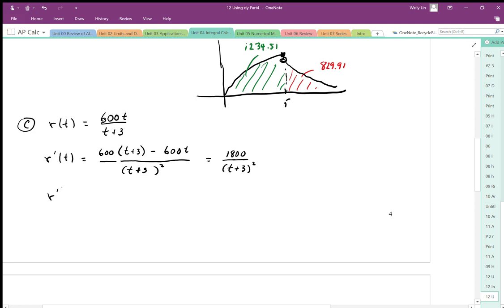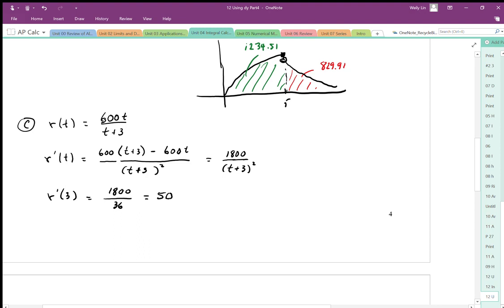Now evaluating r prime at 3, we're just going to substitute 3 into this expression, so we get 1,800 divided by (3 plus 3) squared, so that's going to be divided by 36. So 1,800 divided by 36 is equal to 50.